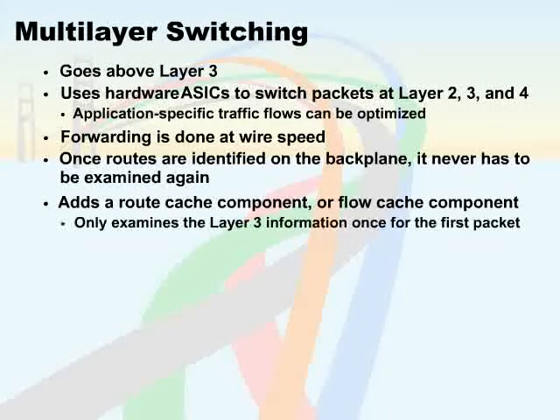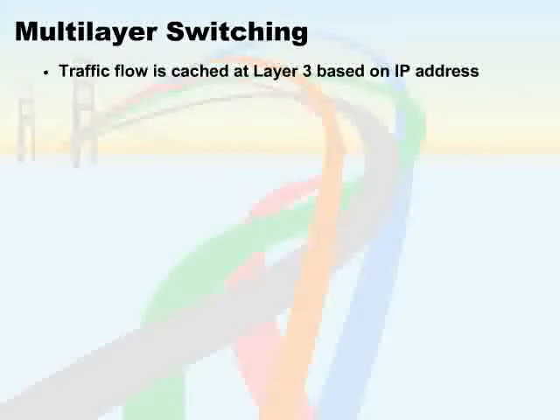This means that multi-layer switching examines the Layer 3 information only once for the very first packet. After it has been able to cache the direction of travel for that packet flow, it no longer requires Layer 3. At that point, we can see that traffic flow is being switched from port to port at wire speed, so that traffic flow is cached at Layer 3 based upon IP addresses.